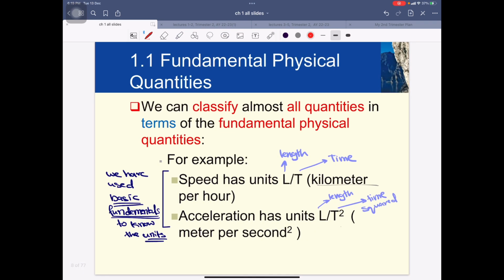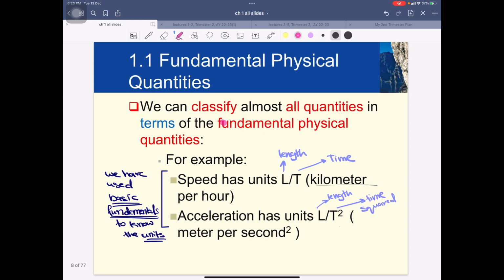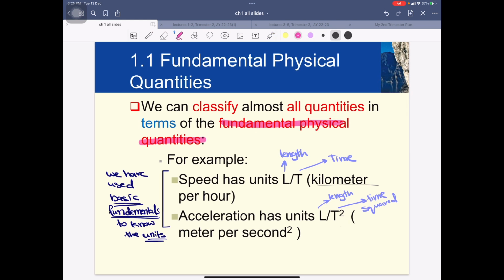However, we can classify all quantities in terms of fundamental physical quantities. All of them in terms of fundamental physical quantities. For example, عندنا هنا the speed has the units length over time. length جتنا هنا example kilometer والtime جانا هنا per hour. You know? So زي كذا احنا استعملنا dimensions حق length over time to find the units of speed, which helped us in finding units, and which will also help us in finding many other units along the way.